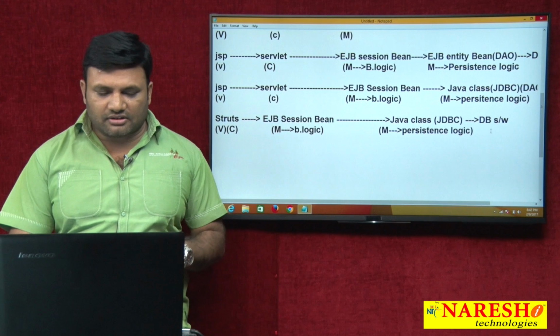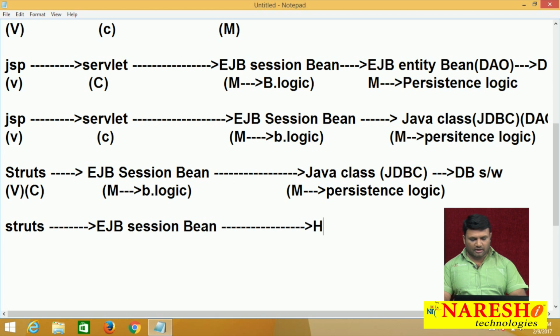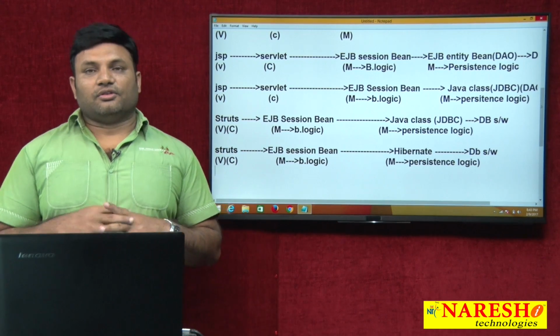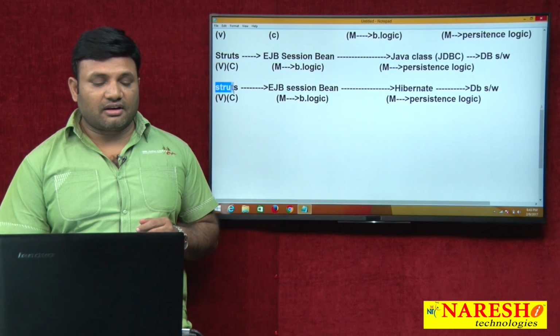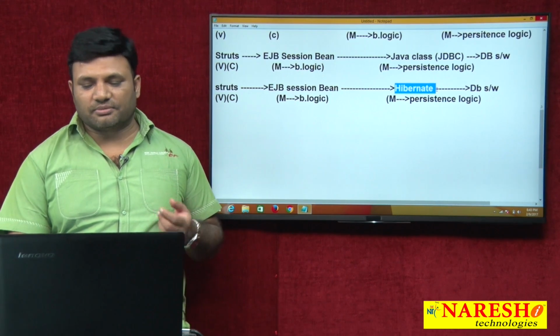So for that purpose, we got something called Hibernate. So that's why for a few days people have gone for this combination: Struts, EJB session bean, next Hibernate. So here is my database software, view, controller. M for model, model having business logic. Another M for model having persistence logic. So listen, Servlet and JSPs are replaced with Struts. JDBC is replaced with Hibernate. Not in every situation, some situations, okay.